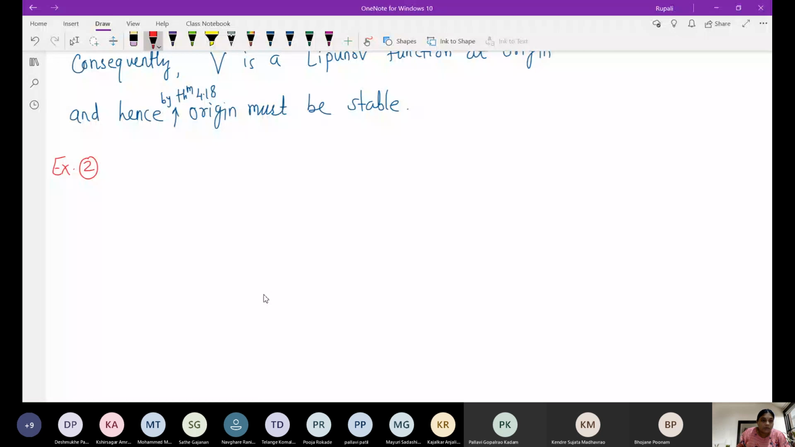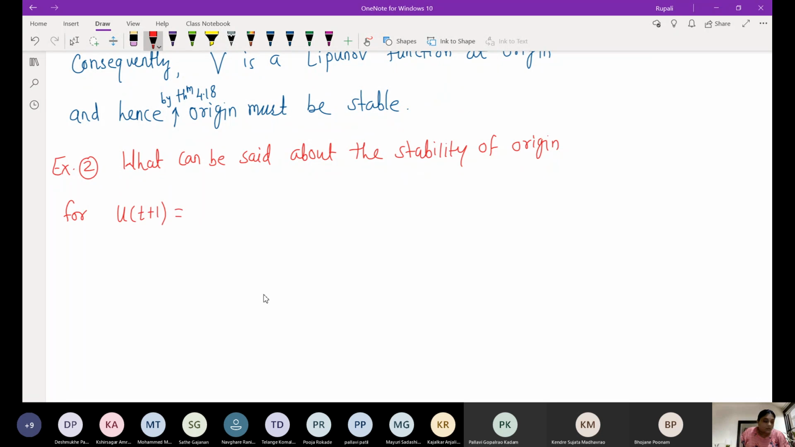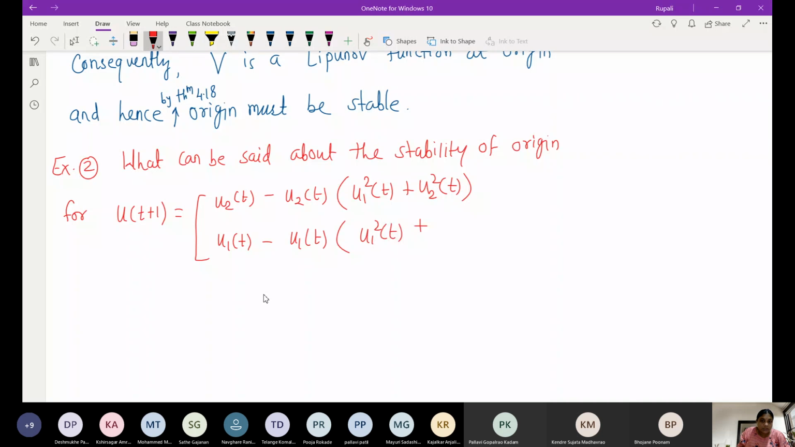What can be said about the stability of origin for the equation u at t plus 1 is equal to u2t minus u2t times u1 square t plus u2 square t, and u1t minus u1t times u1 square t plus u2 square t. This is my f of ut.